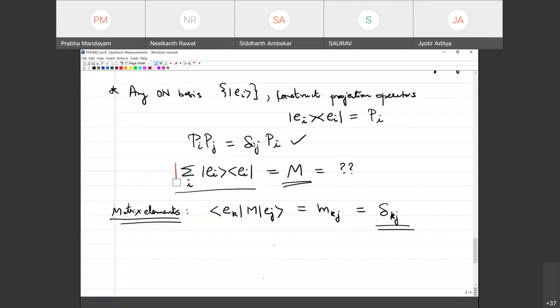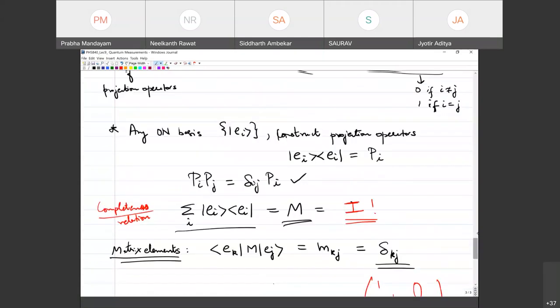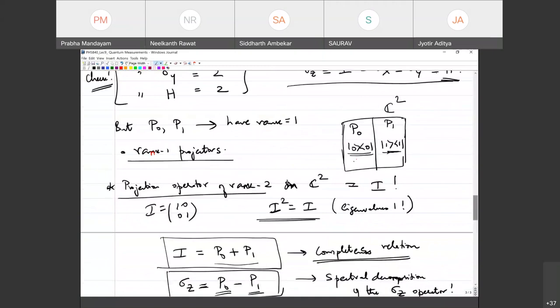So what kind of matrix is this? This is one only when k is equal to j, which means all the diagonal entries are one and all the off diagonal entries are zero. So indeed, this is nothing but the identity matrix. Right? So this is what is called a completeness relation. What this is telling you is what we saw with a simple example of the sigma z and its two eigen projectors. Now I'll start calling these eigen projectors, right? Between these two eigen projectors, they covered the space, right?